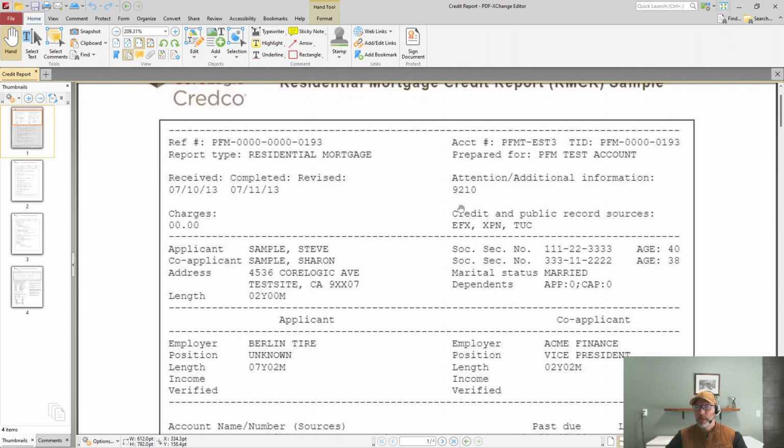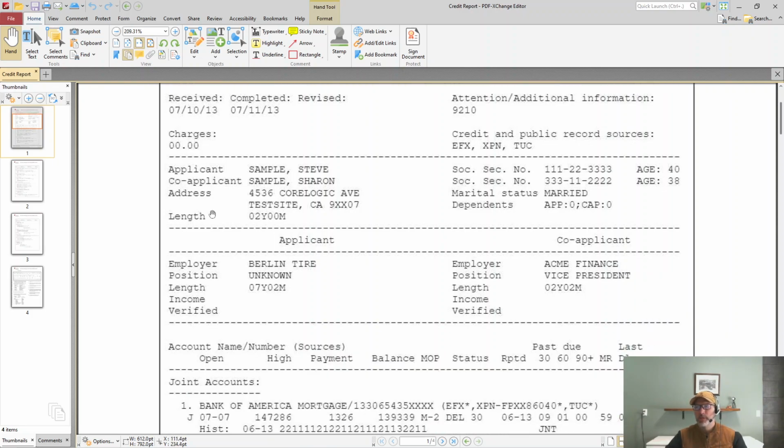It has some miscellaneous information that is important just for the person requesting the credit report. And it tells you the three different bureaus that the credit sources came from: Experian, Equifax, and TransUnion, and the charges that are associated. You'll see here this is 0. I would imagine that's because it's a sample credit report. Generally, a credit report can cost $60 to $70 or more if they're doing some additions or modifications to it.